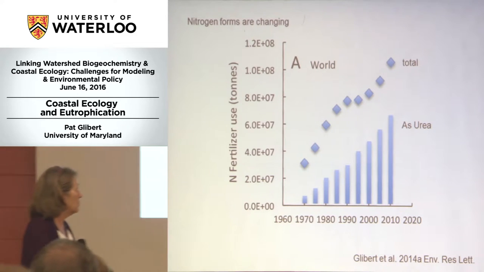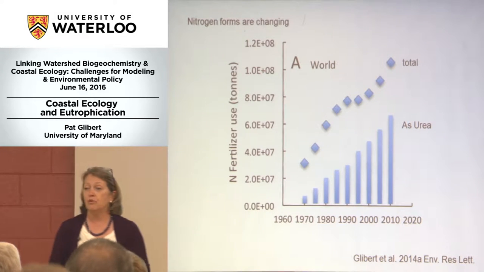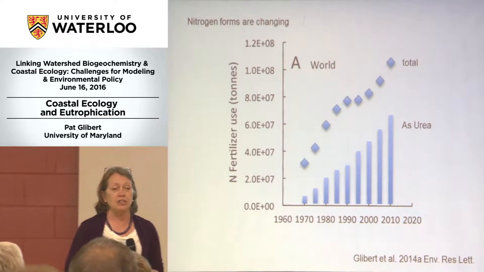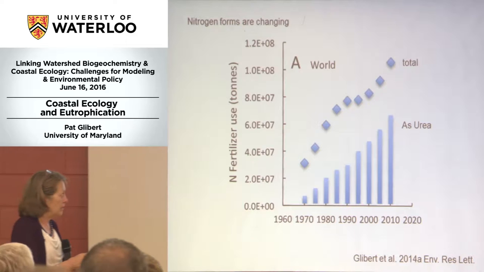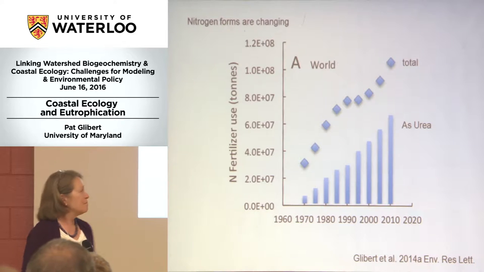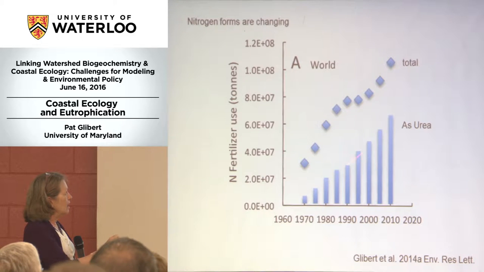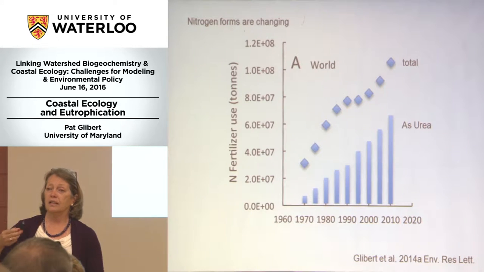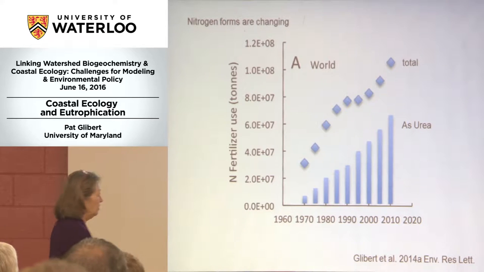So now more than 50% of global nitrogen fertilizer is used in the form of urea. We've moved away globally from the application of ammonium nitrate, and it has to do with the fact that urea is much more stable when transported and applied. Ammonium nitrate happens to be a little bit explosive. So we have urea use increasing around the world. This has consequences for the chemical composition of the nitrogen that runs off into our streams, rivers, and coastal waters.